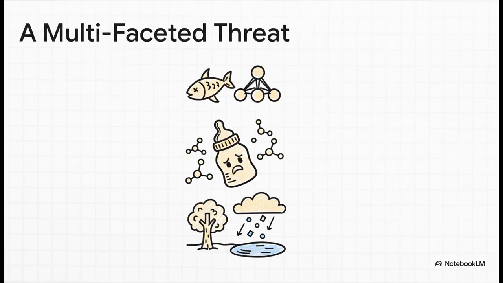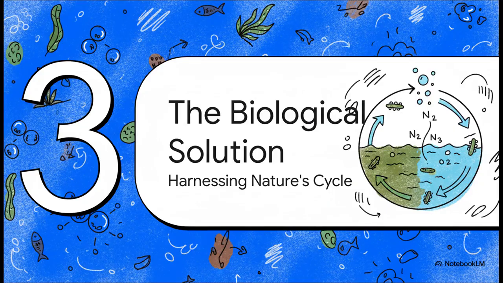Like we mentioned, ammonia itself is just straight up toxic to fish. If high levels of nitrate get into drinking water, it can cause a really serious condition in infants known as blue baby syndrome. And on an even bigger scale, these compounds contribute to acid rain, which harms our soils and lakes. It's a threat on multiple fronts. Okay, so that's the problem, and it's a huge one.